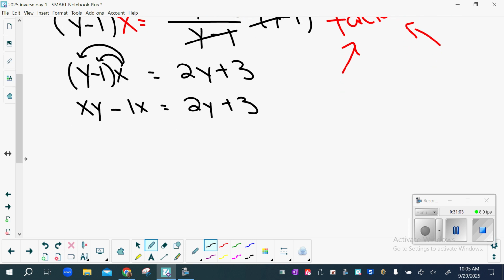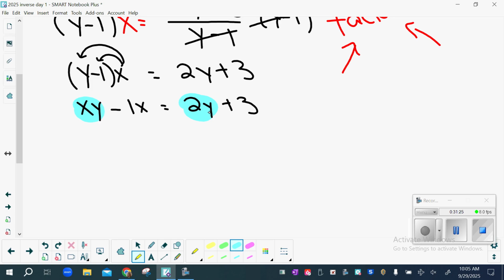Okay, we're looking pretty good. But my issue now is that I've got a y over here, and I've got a y over here. My goal is to get y by itself. So the first thing I need to do is at least get all my y's together and anything that's not a y on the other side.